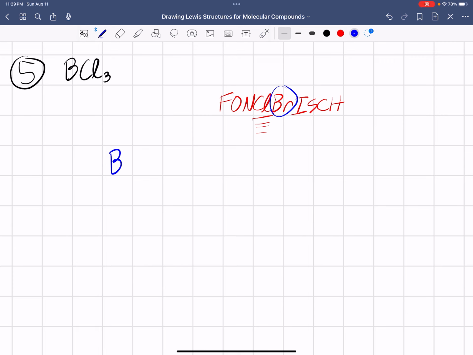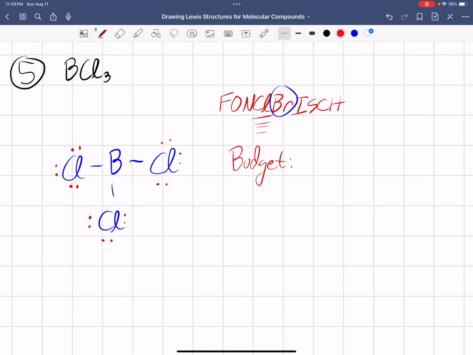And we'll draw single bonds connecting it to the other atoms, Cl, Cl, Cl. We'll give everything an octet. Well, at least we'll give the chlorines an octet. But remember, boron is that special exception which doesn't need a full octet. So let's hold off on giving boron an octet for now and just find out what our budget is and see if we need to do anything more. Budget.